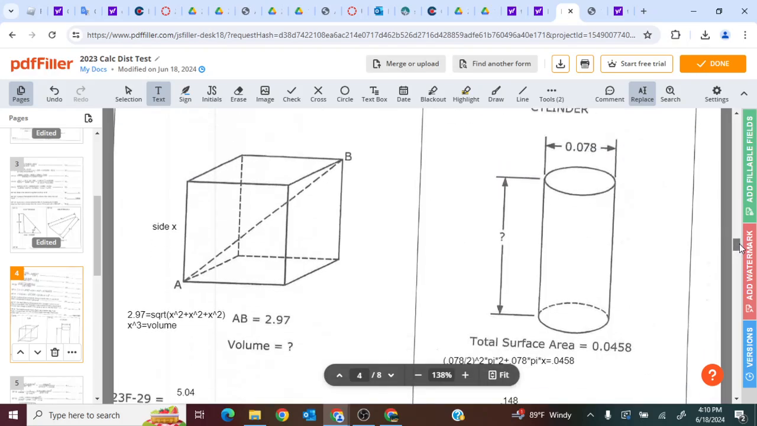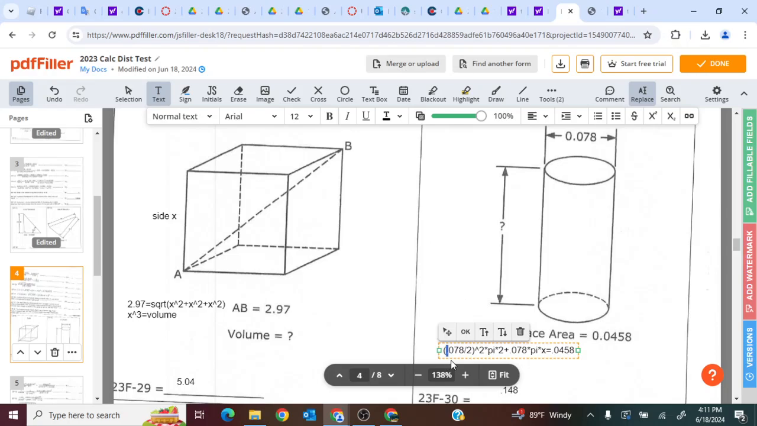30. The total surface area of this cylinder is given. Okay. First off, part of the surface area of that cylinder is these two circles on the top and bottom, which are r squared times pi. And there are two of them, so the diameter over 2 is your radius. That's squared, multiplied by pi, and there are two circles.